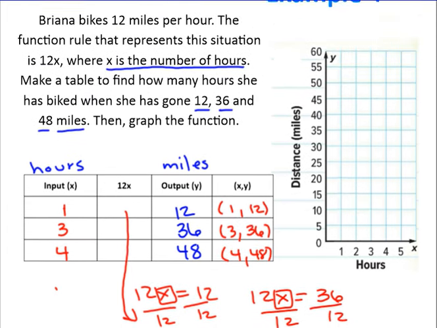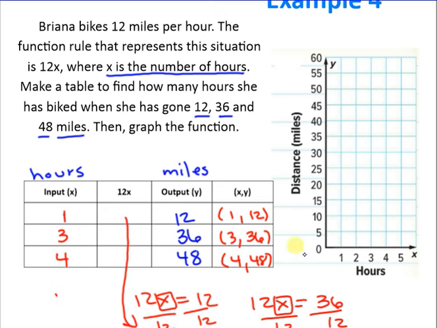So now let's go ahead and graph. So 1, 12, and we're going to kind of guesstimate where that would be. 3, 36-ish right there. And then 4, 48. And then we're going to draw a nice straight line right there.